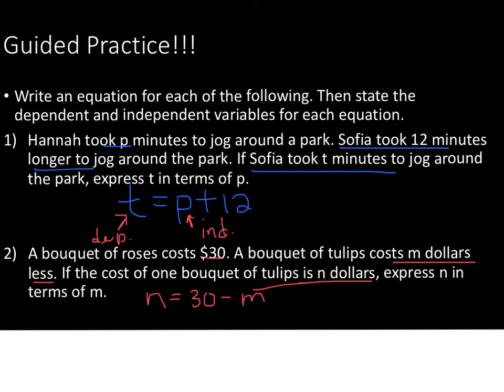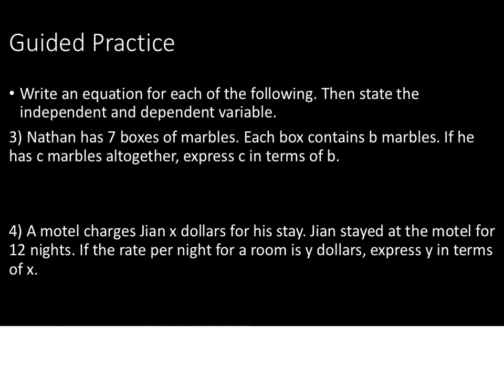And again, now I just have to decide which are my independent and dependent variables. Well, in this case, M is my independent, and N is my dependent variable. All right, let's look at number 3.